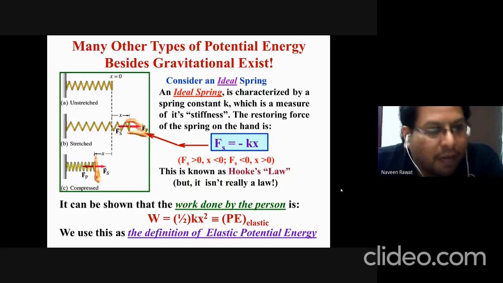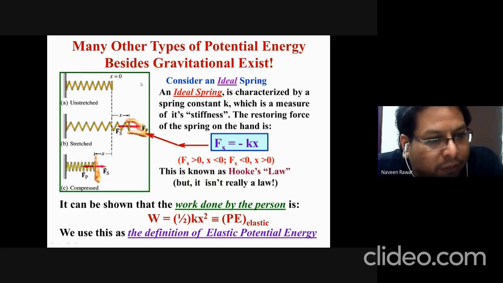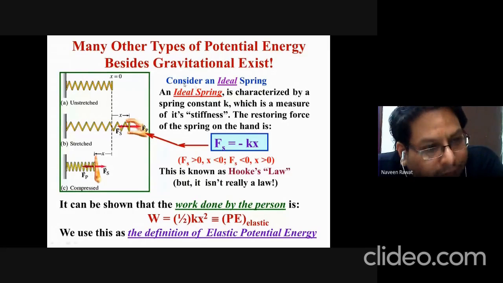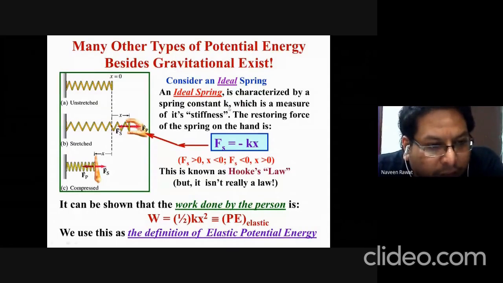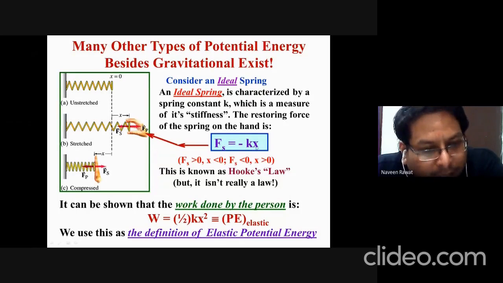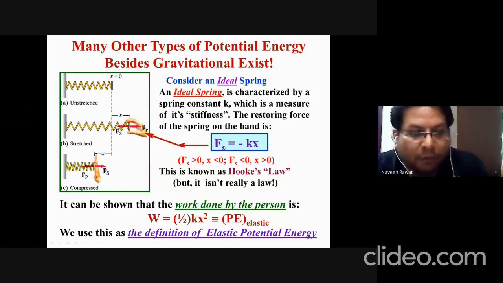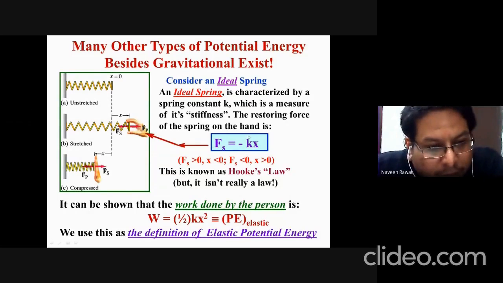Another common example is that of a spring, and we can consider an ideal spring. You should know that when we say an ideal spring, it means that it is characterized by some spring constant k, and this spring constant k measures the stiffness of the spring. The force exerted by the spring is given by this minus kx value. In physics and mechanics, this is known as Hooke's law.